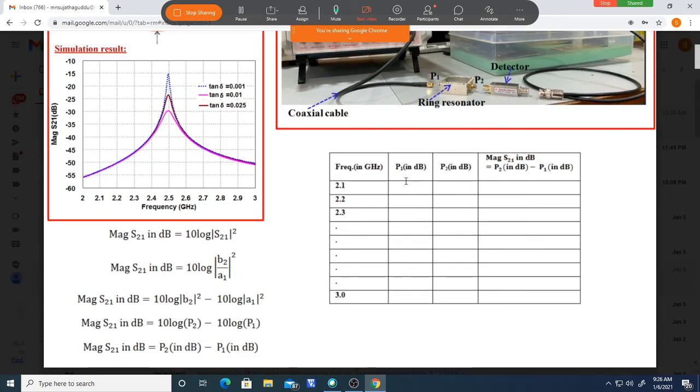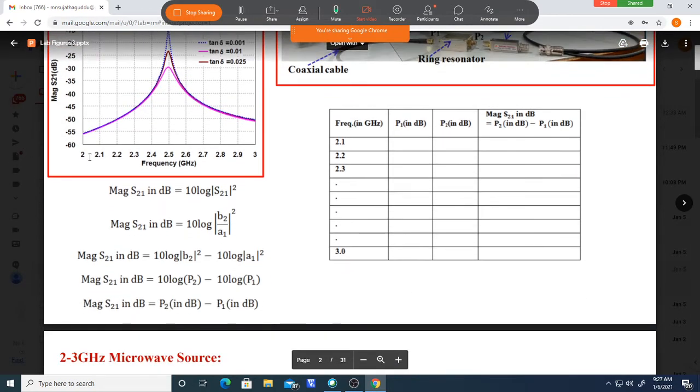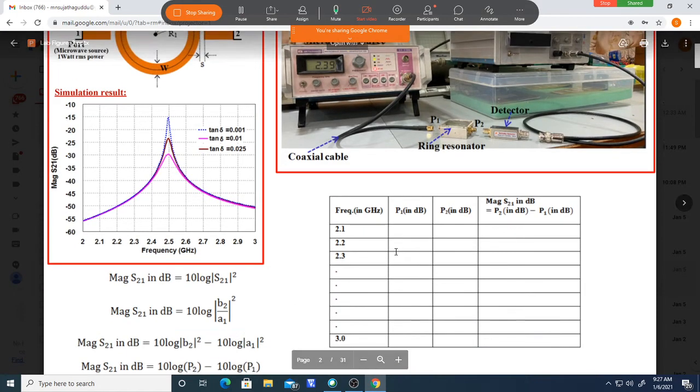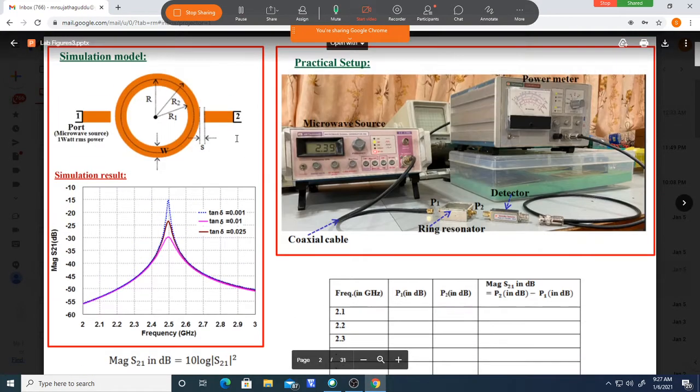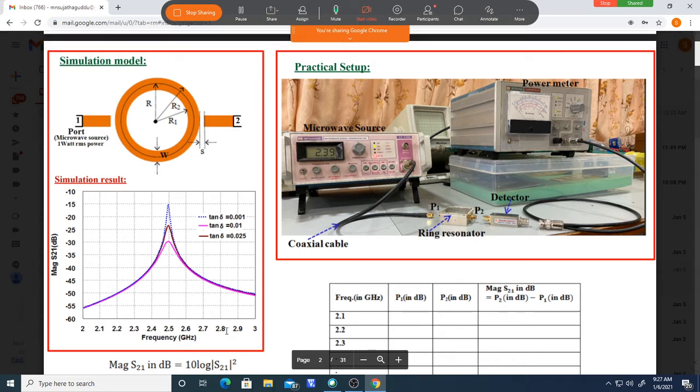We send a signal. P1, usually we keep constant. At each frequency we connect the source and measure the power P2 coming out. So practically it is a sweep. In the simulation, the tool automatically sweeps the frequency from 2 to 3 with a 0.01 step size. But practically, how do we do that?